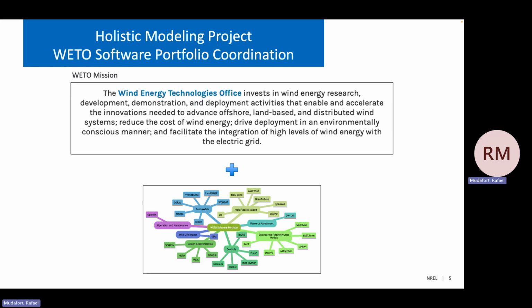Now, WETO's mission, combined with the current set of software projects, results in the need for some sort of coordinated planning and development to make effective use of all of our efforts. So to that end, we've been engaged in what we call the Holistic Modeling Project to map, analyze, and coordinate the ongoing development of these tools. The Holistic Modeling Project is actually quite big, and this coordination and portfolio planning is one part of it.